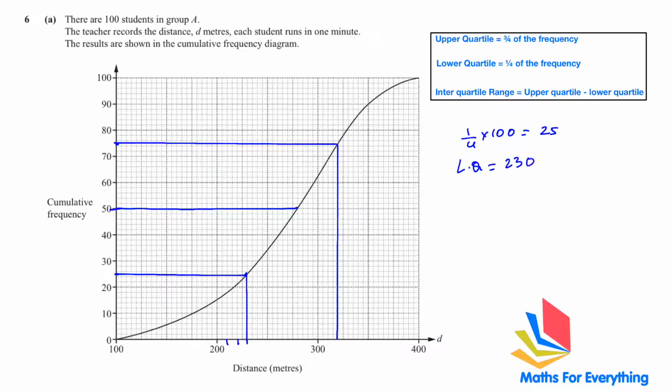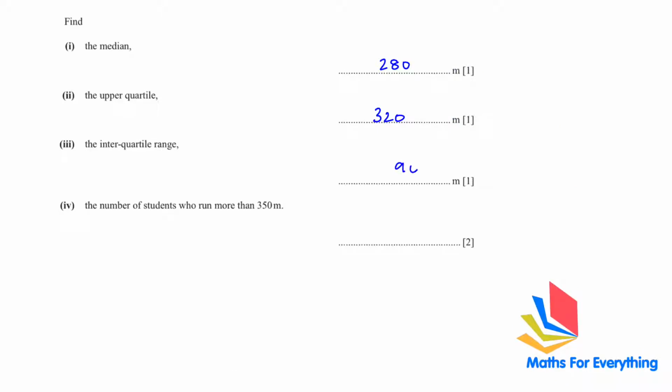230. So the interquartile range can be found using upper quartile minus lower quartile. Our upper quartile was 320, lower quartile is 230. Therefore, 90 is our interquartile range. Next, the number of students who run more than 350 meters.